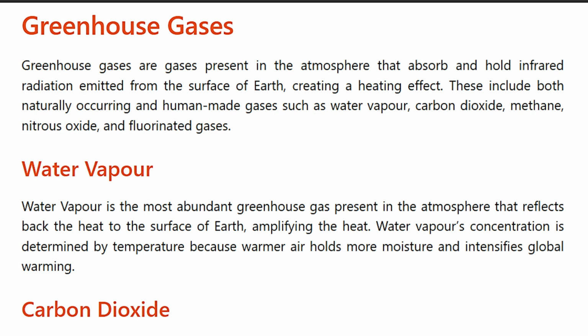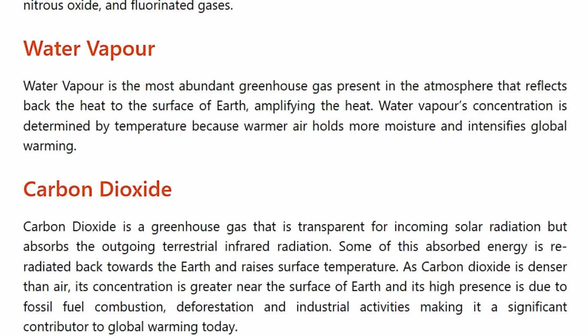Water vapor. Water vapor is the most abundant greenhouse gas present in the atmosphere that reflects back the heat to the surface of Earth, amplifying the heat. Water vapor's concentration is determined by temperature because warmer air holds more moisture and intensifies global warming.